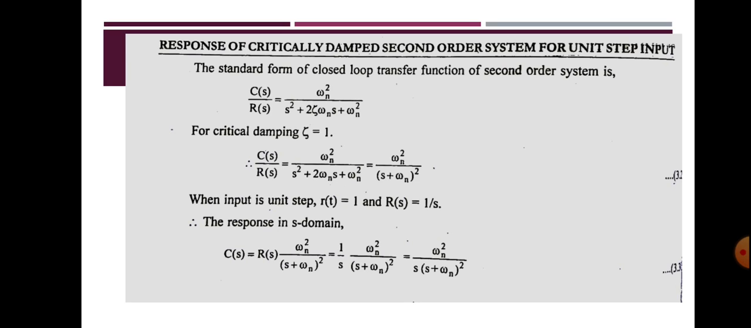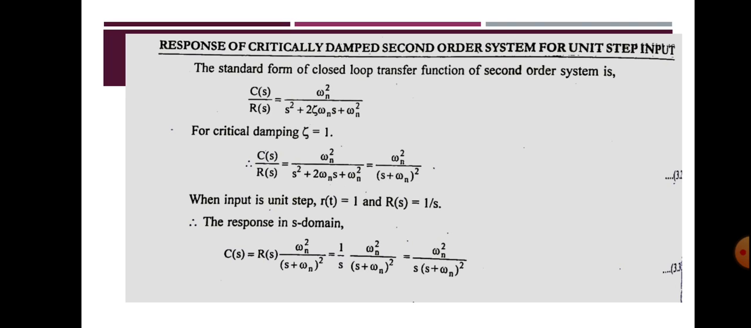So we can substitute the value of delta in the equation for C of S by R of S. So we will get C of S by R of S is equal to omega n square divided by S square plus 2 delta omega n S plus omega n square, and here the denominator is in the form of A plus B all square. So we can write it as omega n square divided by S plus omega n all square. Here we know that the input is unit step, that means r of t equal to 1. So its Laplace transform will be equal to 1 by S.